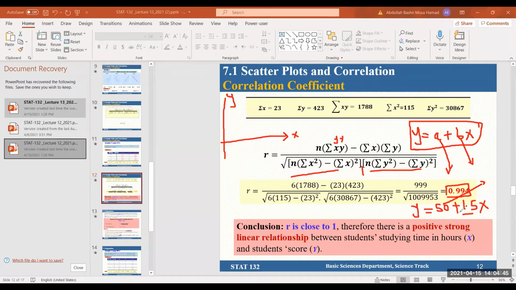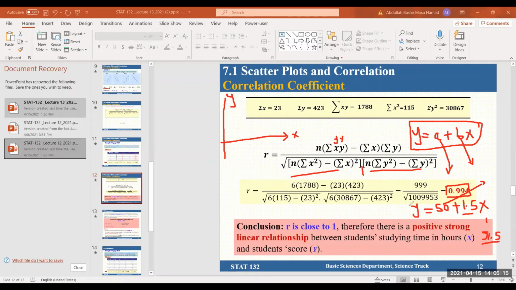So this means what? This means if a student studies 1 hour, he will get 51.5. Just instead of x, we put 1. If a student studies 1 hour, then 1.5 multiplied by 1 is 1.5. 1.5 plus 50 is 51.5. So if a student studies 1 hour, he will get 51.5.